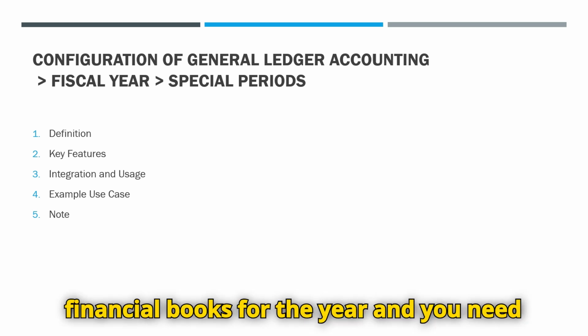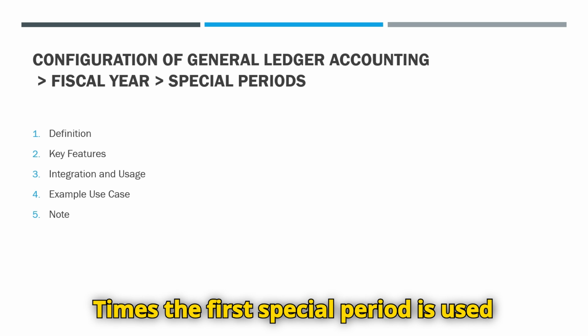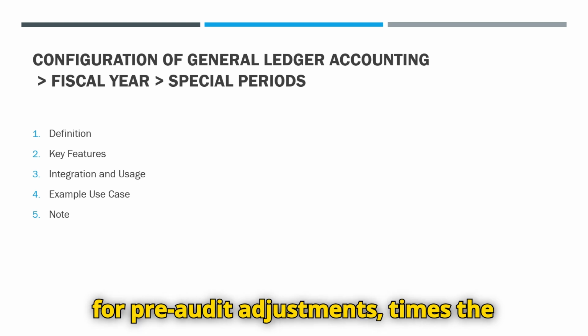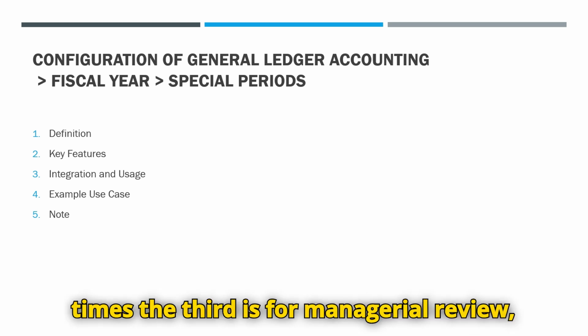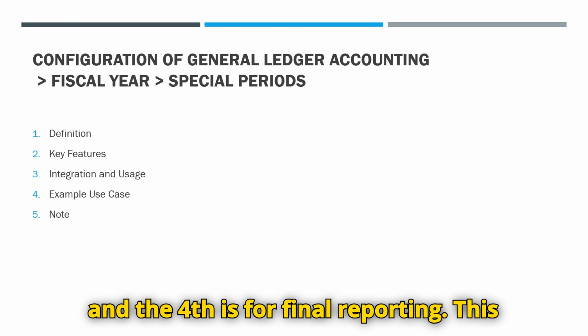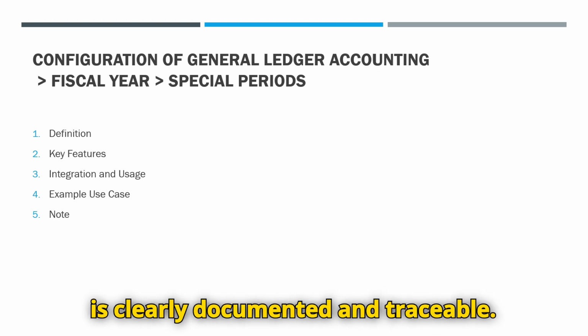Example use case. Imagine you're closing financial books for the year, and you need to record adjustments for audit purposes. The first special period is used for pre-audit adjustments. The second is reserved for audit findings. The third is for managerial review, and the fourth is for final reporting. This ensures every stage of the year-end process is clearly documented and traceable.